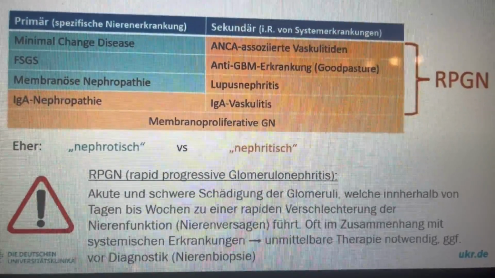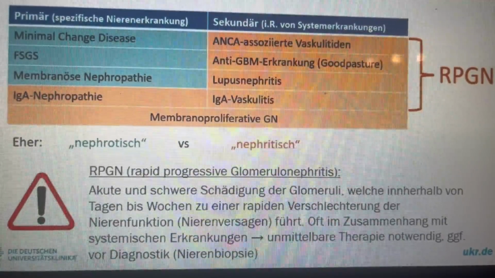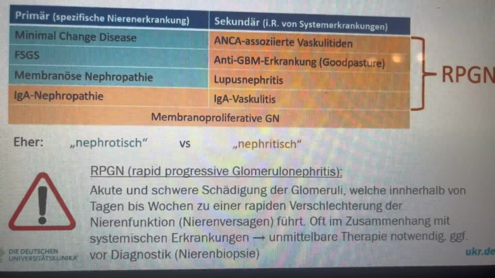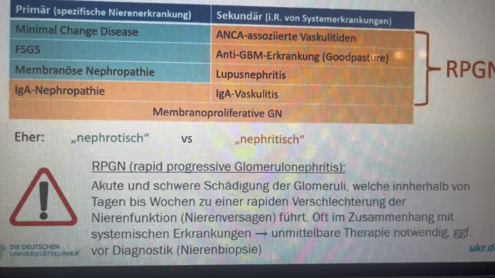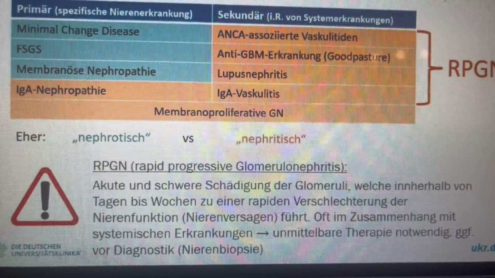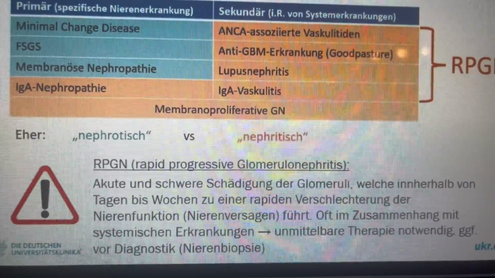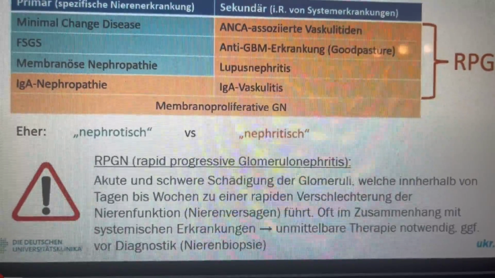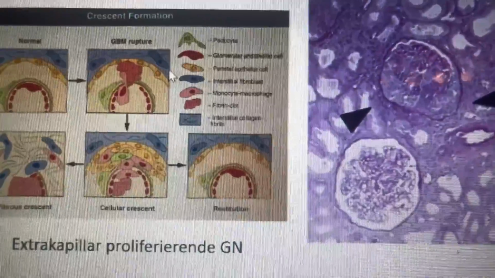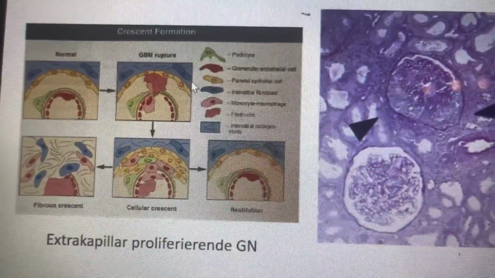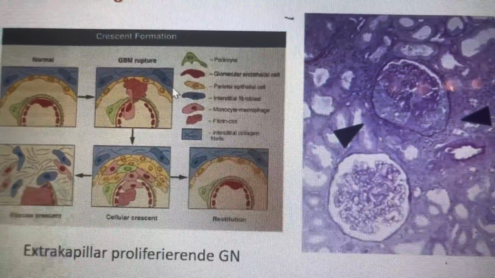And above all, the four forms, ANCA, anti-GBM, lupus, and IgA vasculitis, can go to rapid progressive glomerulonephritis, which is an acute, very progressive, aggressive dysfunction of the glomeruli, developing in days and weeks, and it can cause acute kidney dysfunction.